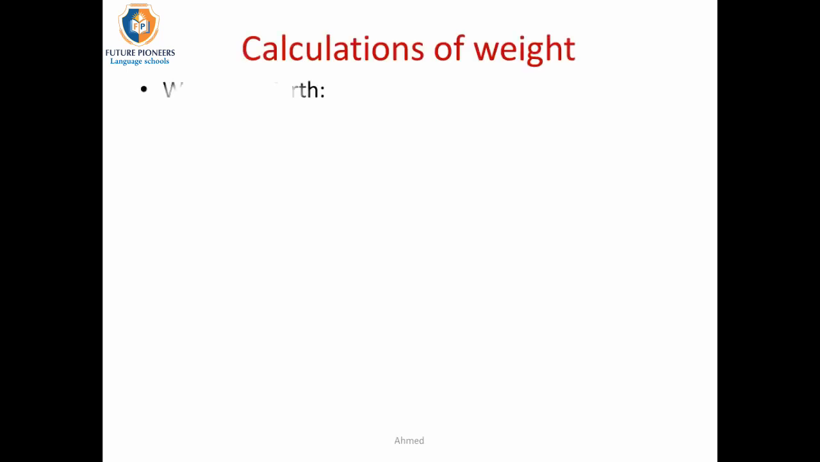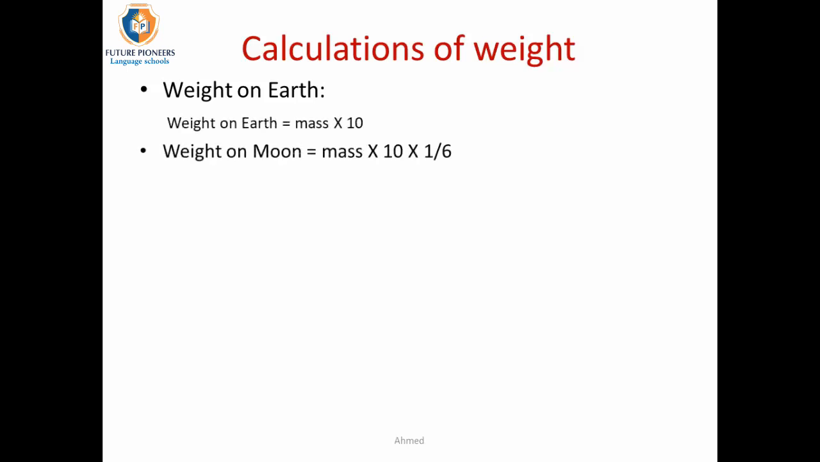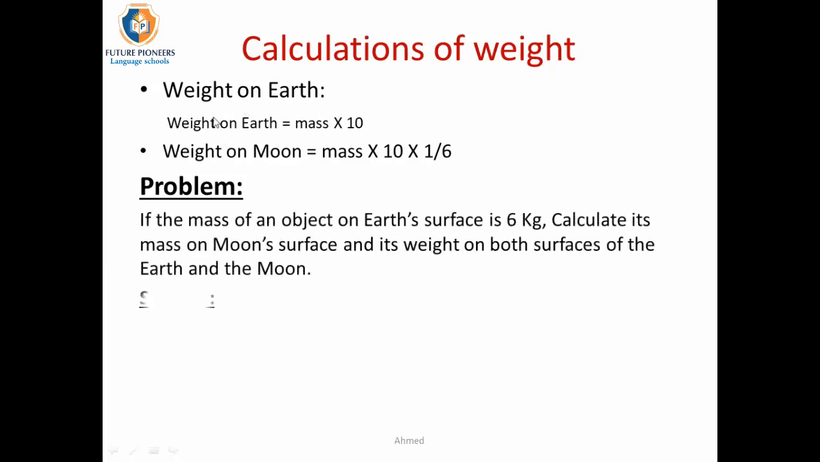But how can we calculate the values of weight? There is a law. This law states that weight on Earth equals mass times 10. Weight on Moon equals mass times 10 times 1 over 6. Because the mass of the Moon is less than the mass of the Earth planet 6 times.